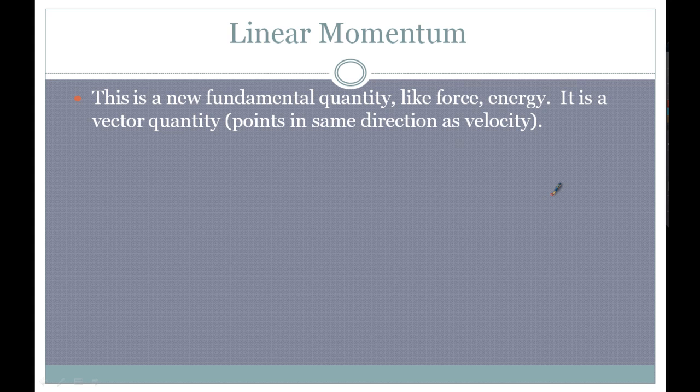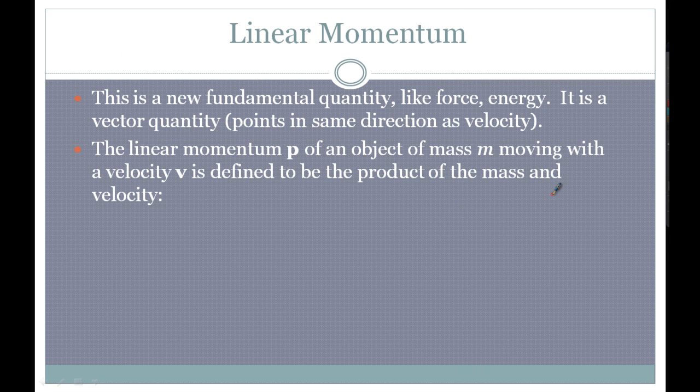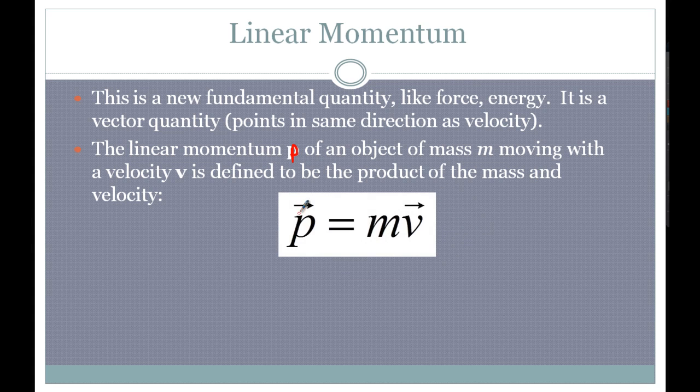So linear momentum is a new quantity. It's like force or energy. It's a fundamental quantity. And it's a vector, and that vector is going to point in the same direction the object is moving, the same direction as its velocity. Momentum, which we denote with a lowercase p, of an object of mass m moving with a velocity v, is defined to be the product of the mass and velocity. Pretty simple equation. It's just p equals m times v. And these little arrows, of course, mean that these are vector quantities. Since velocity is a vector quantity, momentum is going to be a vector quantity. They're going to point in the same direction.